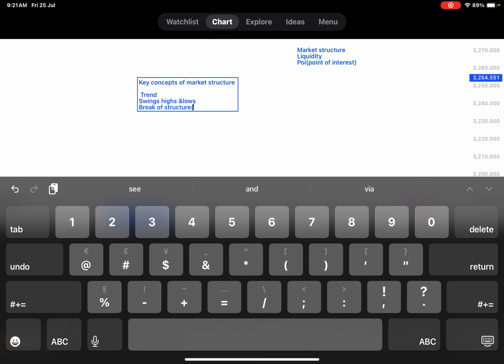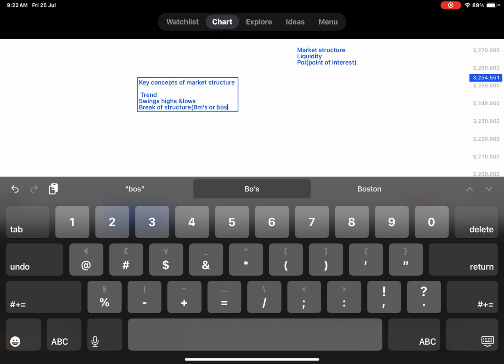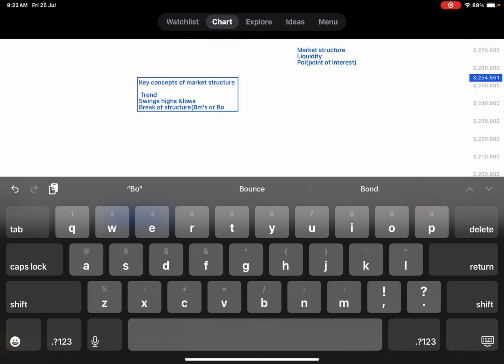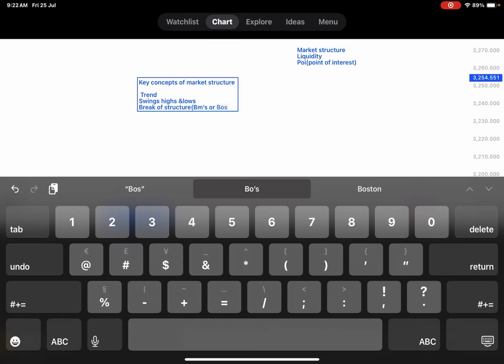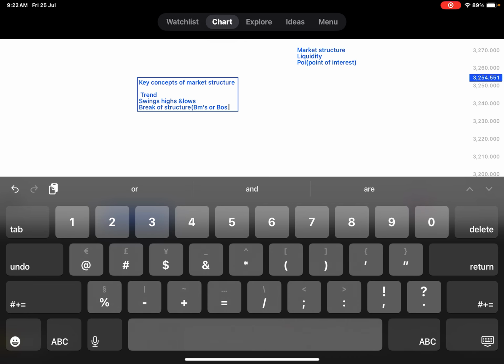Break of structure, which sometimes is abbreviated as what? BMS or BOS. You understand? BOS. Yes. That is that.